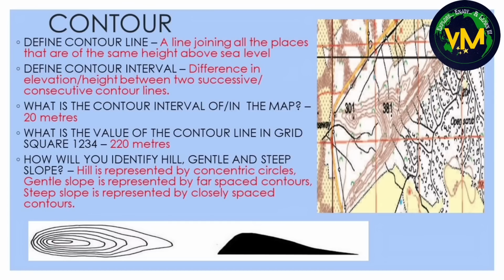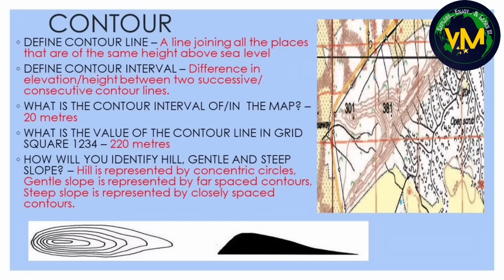The difference in height is called the contour interval. An often repeated question: what is the contour interval of the map given to you? In all the topographical maps, the answer is 20 meters. And what is the value of the contour line in the grid 1, 2, 3, 4? So this is the grid. The answer is 220 meters. Look at the letters written in brown.